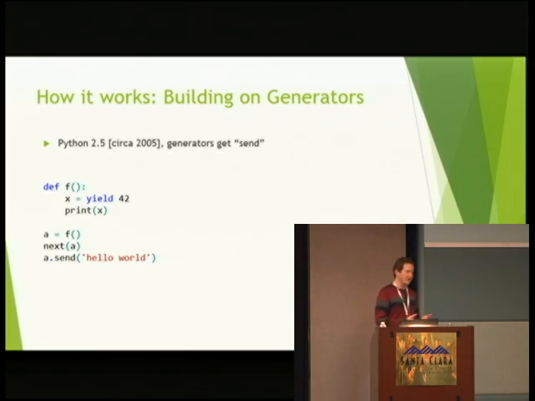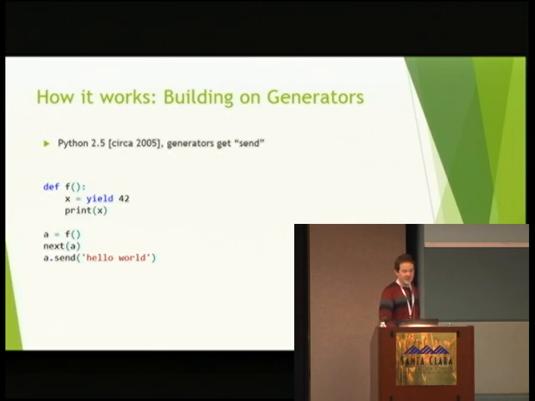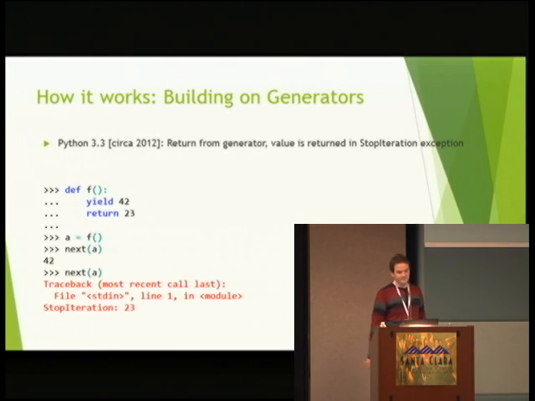So the first building block here is the fact that generators got the send method in 2005. That lets a generator actually get a value back from a statement that has been yielded. So if I call this generator and call next on it, then I can send a value in. And that lets me use these as expressions, get values back. So when I have a future that's returning a value, that value comes back via this same mechanism that has existed for 8 years now.